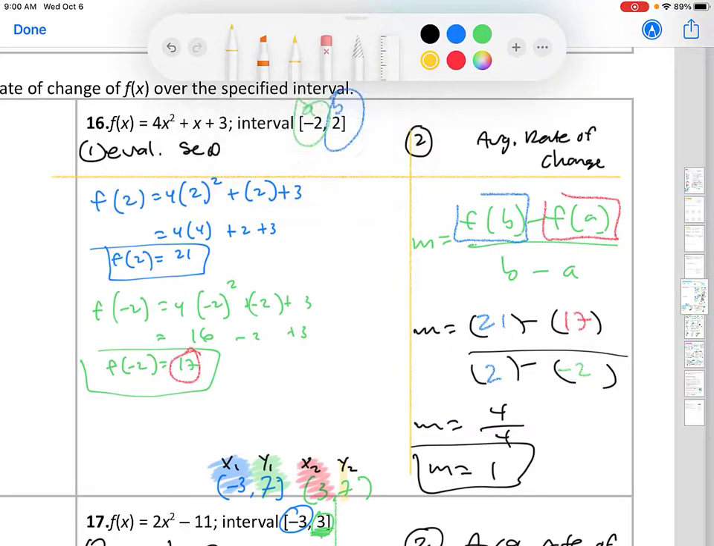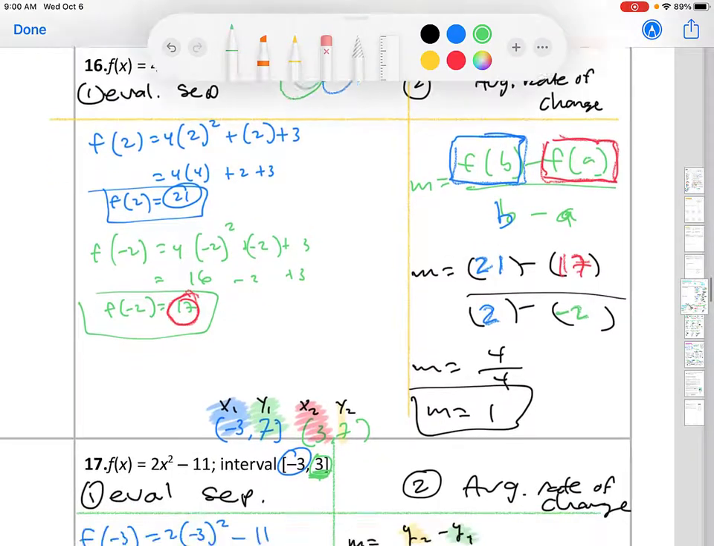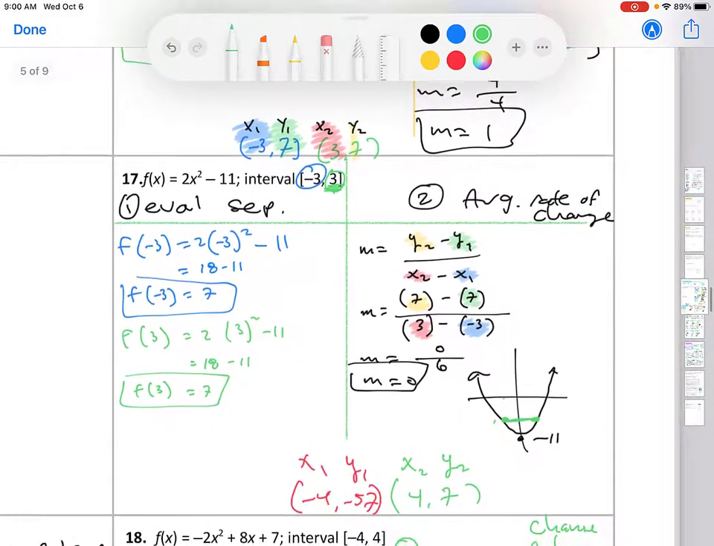Let me show you what I did. This is f of b, that's the output, so that would be 21. I'm writing 21 right there. When I put an a into the function, I got 17, and that's why I have 17. And then your b value was 2, and then your a value from up here is -2. Simplify that and you get 1. 17 is the same exact thing.